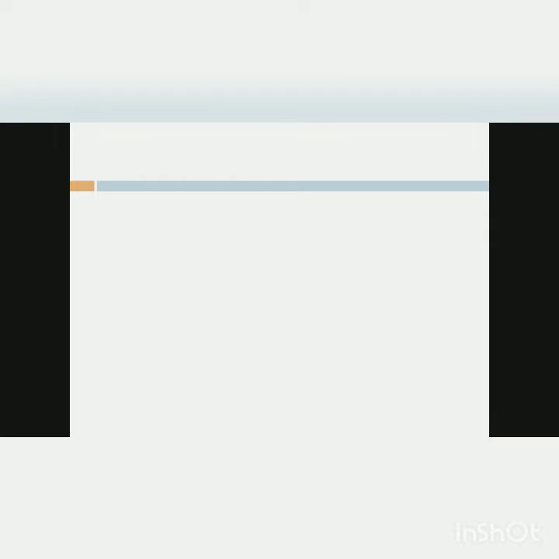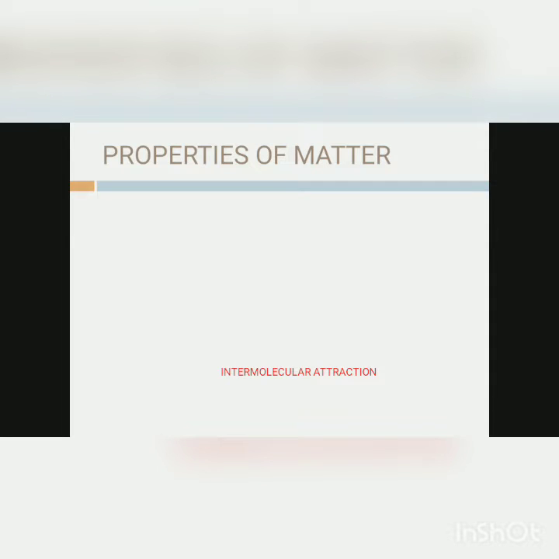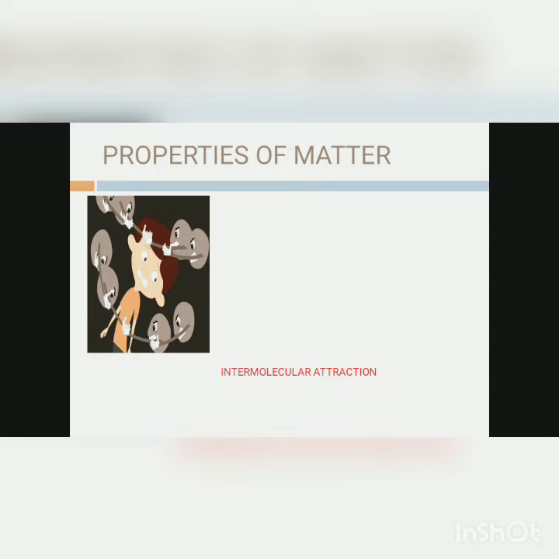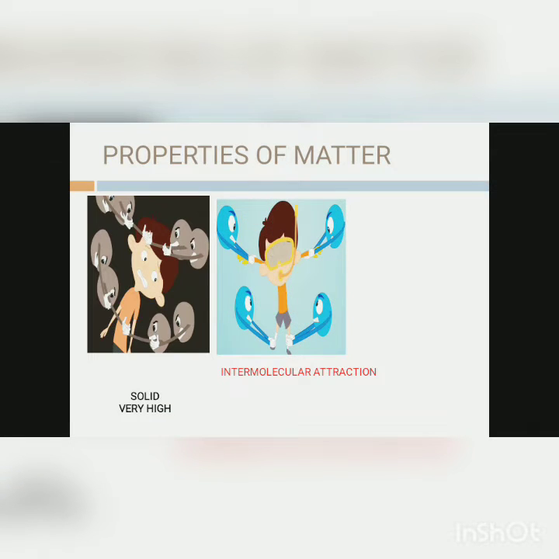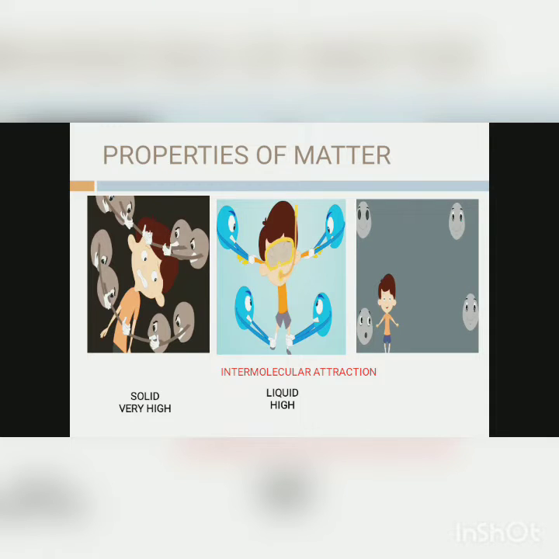Now, let's come to the properties of matter. The first property of matter is that of intermolecular force of attraction. In solids, the intermolecular force of attraction is very high. That is, the molecules are very tightly packed with each other. In liquid, the molecules are relatively less tightly packed and are free to move. So in liquid, the intermolecular force of attraction is high, but not as high as solid and not as low as gas. In gases, the force of attraction is very low, and because of that, the gases are free to move here and there.